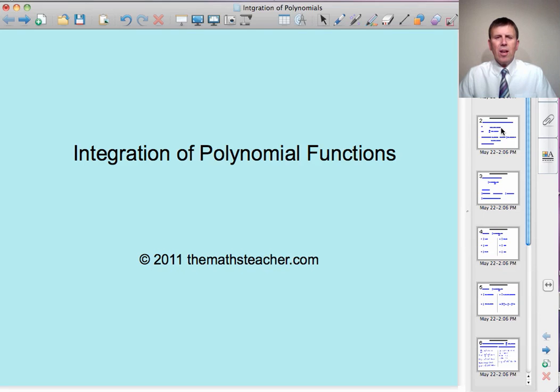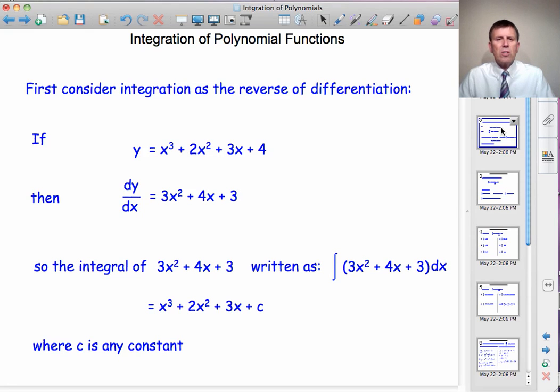Hello and welcome to a lesson on the integration of polynomial functions. This lesson assumes you've already studied the lesson on differentiation of polynomial functions. We'll begin by defining integration as the reverse of differentiation, and we look at indefinite integrals leading up to a typical exam question. In the second part of the lesson, we'll consider definite integration, using as an example the area under a curve. To begin then, first consider integration as the reverse of differentiation.